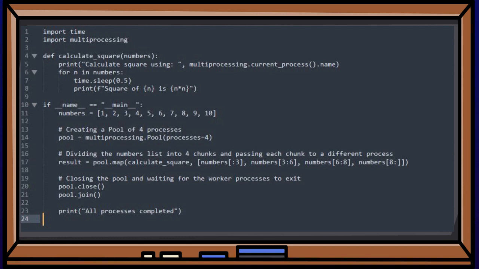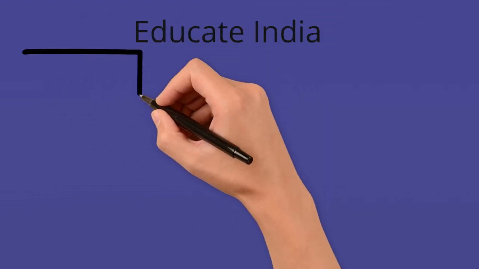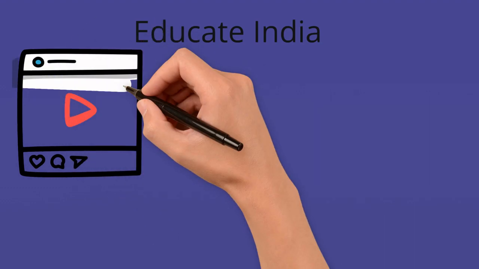Next, we create a pool of 4 processes. After that, we divide the numbers list into 4 chunks and pass each chunk to a different process. Lastly, we close the pool and wait for the worker processes to exit. In this video, we saw what is parallel processing and wrote a simple program.